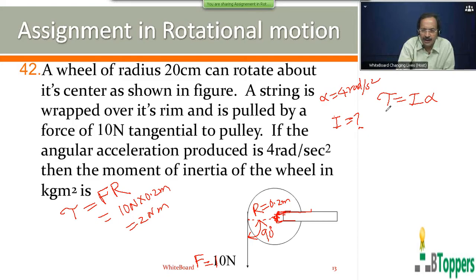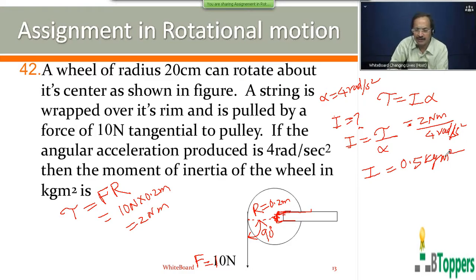So, using the formula for torque, torque equal to I alpha, you can write I equal to torque by alpha. Here torque you can write 2 Newton meter. Alpha is 4 radian per second square. So, you get the moment of inertia of the wheel as 0.5 kg meter square.